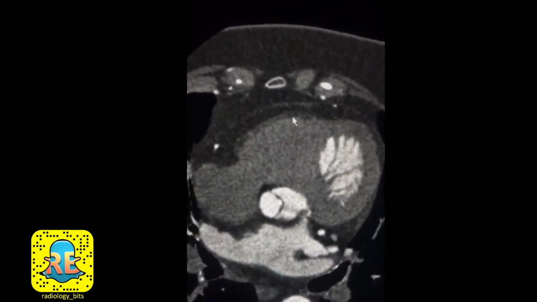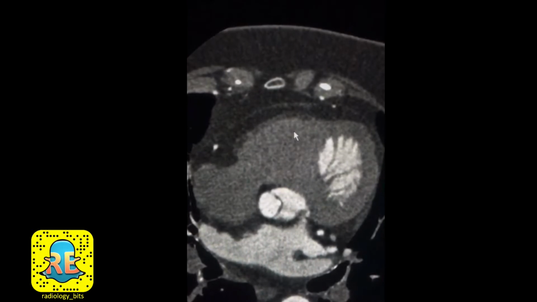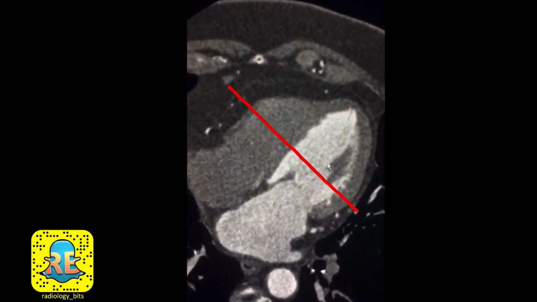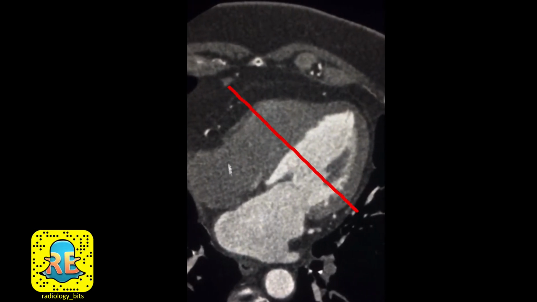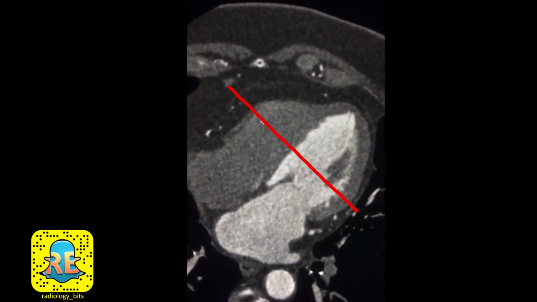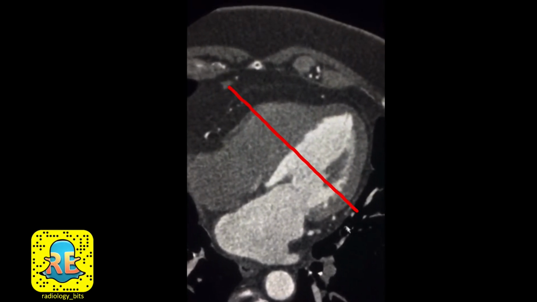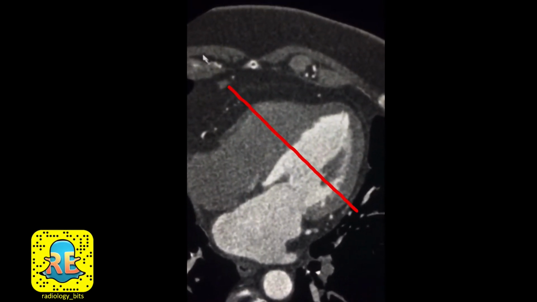Let me show you this in a different view for better appreciation of the abnormality. Now that we agreed that this is a view that's called a four-chamber view, let's see what view you get if you cut the ventricle this way. When doing that, this is the view that you get if you look at the ventricle in a short axis plane. That's why this plane is called a short axis view.